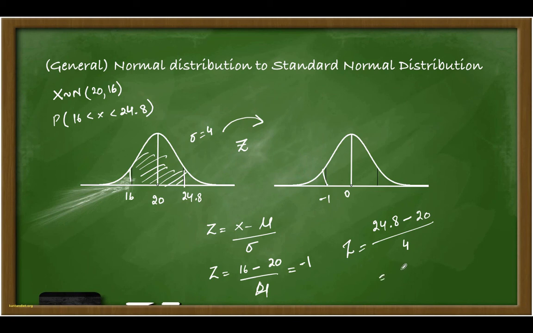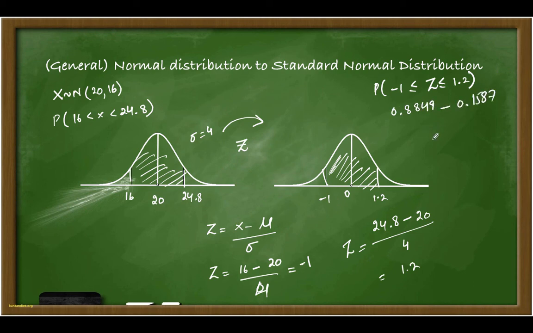So this gives 1.2. So we need to find out the probability that z lies between negative 1 and 1.2. So if you use the table or your graphical calculator, you get 0.8849 minus 0.1587. So final answer is 0.7262.